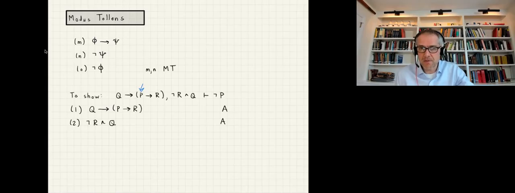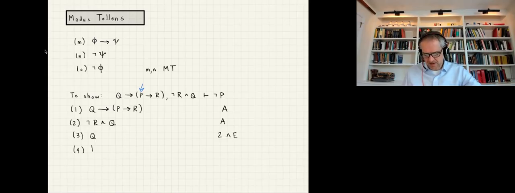So in other words, I look at my premises, Q arrow, P arrow, R, and then not R and Q. And I see, well, now I can break off the second conditional if P then R because I have the antecedent Q to that longer conditional. So I'll go ahead and write that down. Q derived from 2 and elimination. And then I'll apply that to the first line using modus ponens gives me if P then R. So 1, 3 modus ponens.